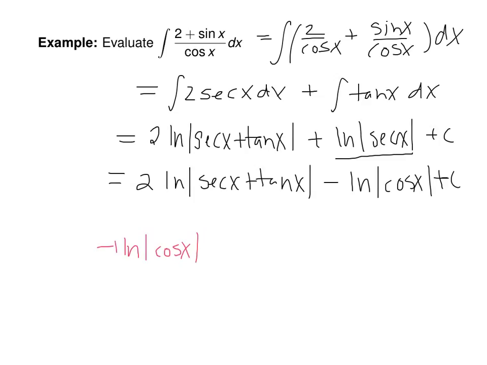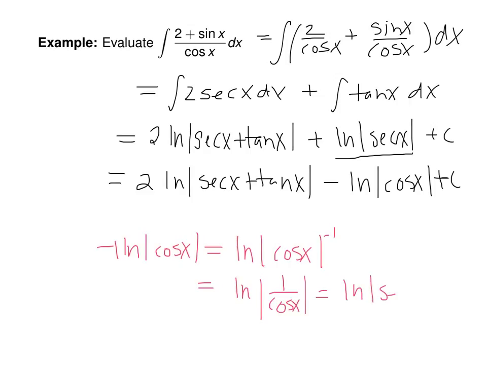The power, this is a power of -1, this becomes ln of cosine x to the negative first, which is ln of 1 over cosine of x, which is ln of secant x. So either formula, this or this, both are correct.